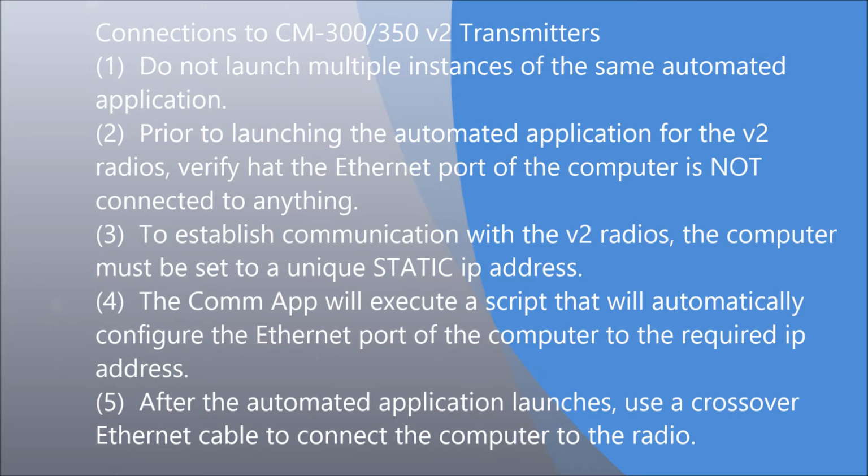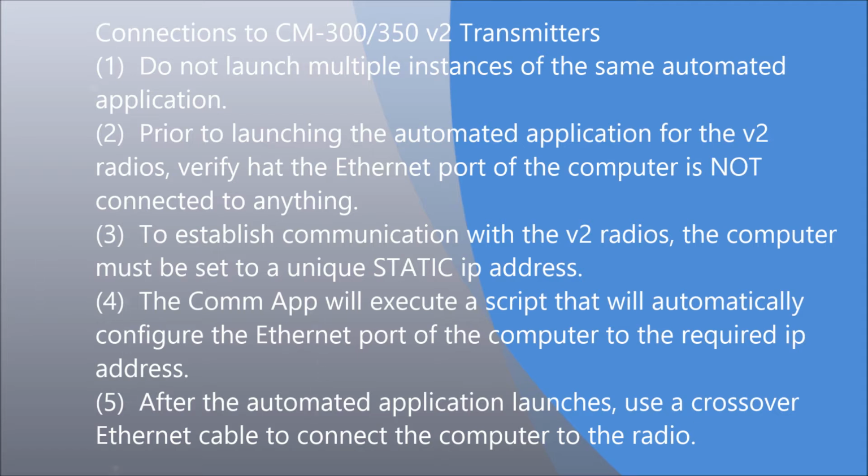The first thing to point out is to not launch multiple instances of the same automated application. This will create problems. Second, prior to launching the automated application, make sure that nothing's connected to the Ethernet port of the computer. Sometimes that's referred to as the network port. To establish communication, the radio and the computer must be configured to a unique static IP address. Now the Comm App will automatically execute a script that's going to configure the Ethernet port to this static IP address, so you don't have to do anything.